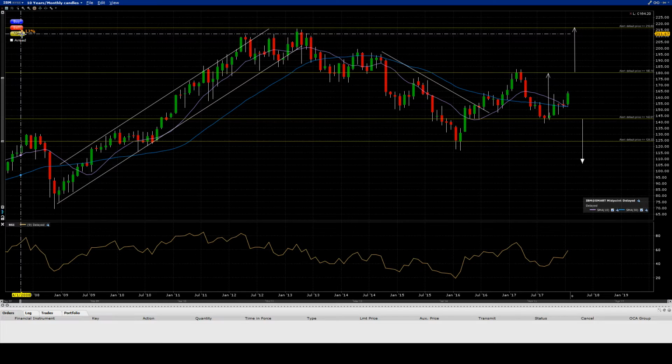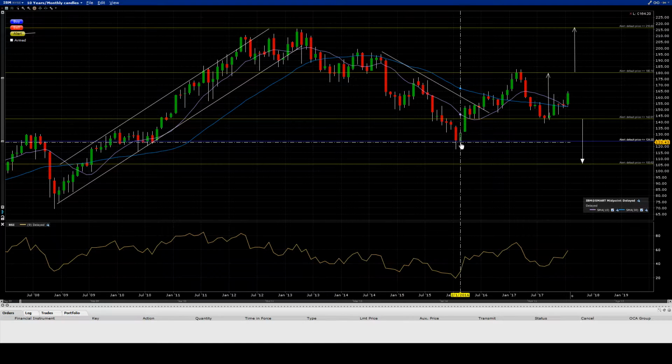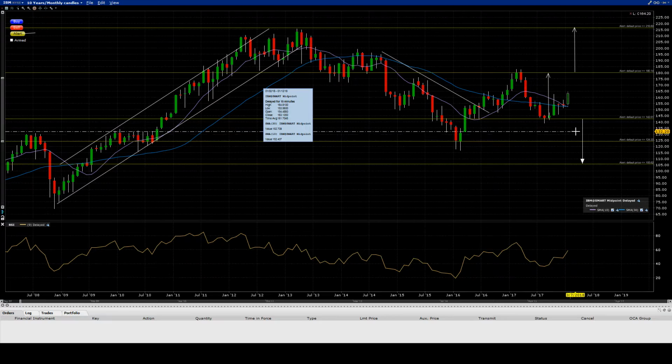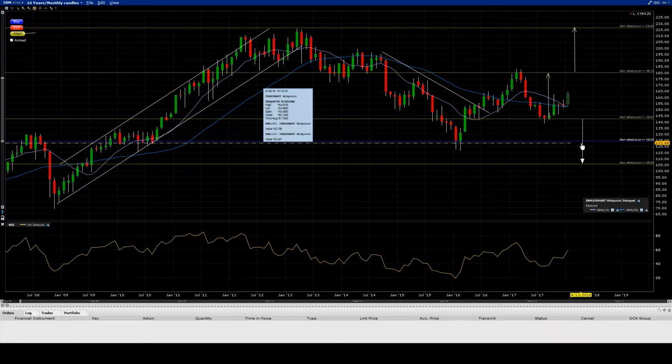And what I don't like about it is that target is below previous support that we had here. So I'm pretty sure there could be some congestion here when it reaches that, and I can imagine there's going to be some support here, so it's going to be harder to reach that implied target.